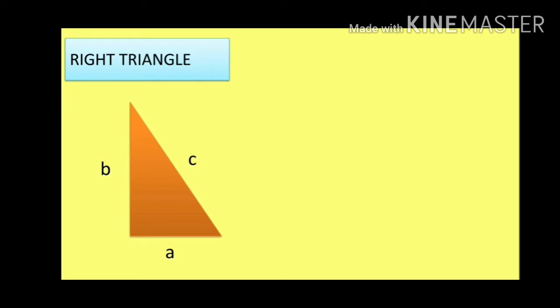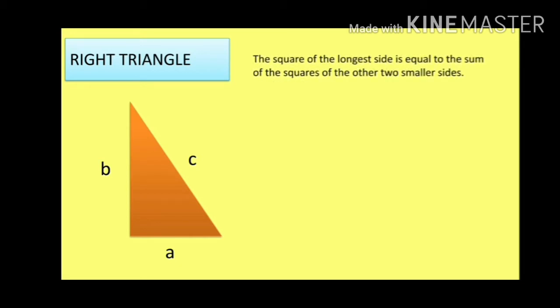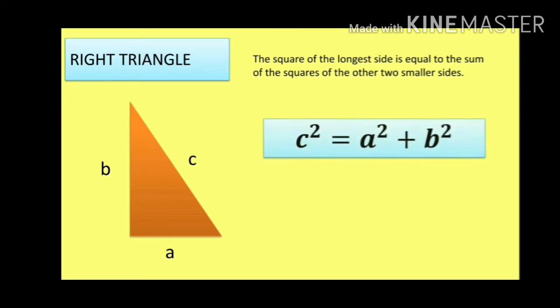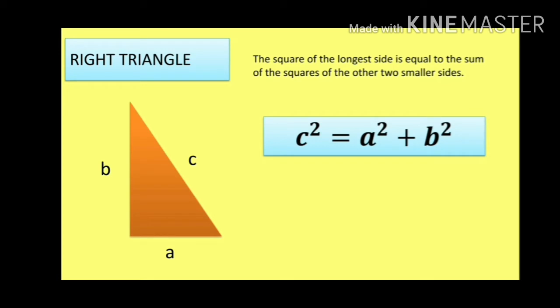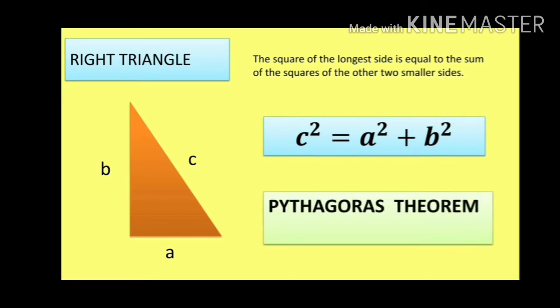So we know that in a right triangle, the square of the longest side is equal to the sum of the squares of the other two sides. So here C is the longest side, so we can write C squared is equal to A squared plus B squared. Now C is the longest one, A and B are the smaller ones. So this is called the Pythagoras theorem that we have learnt in our earlier classes.